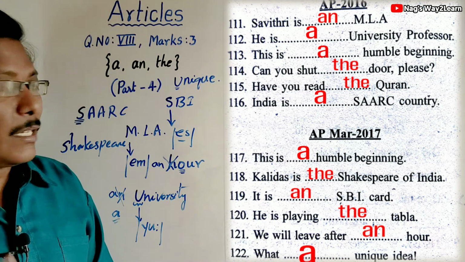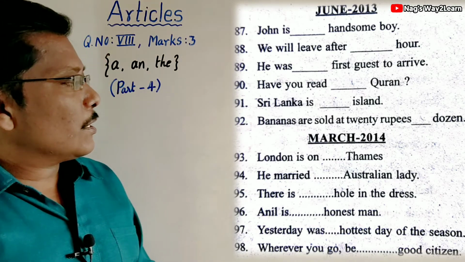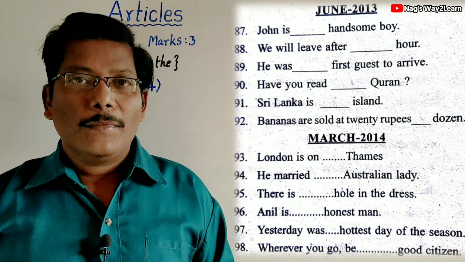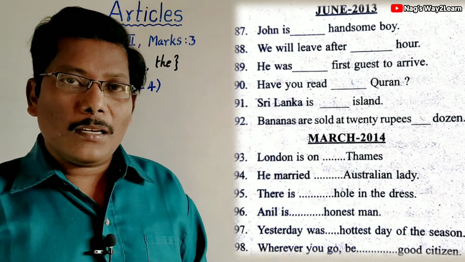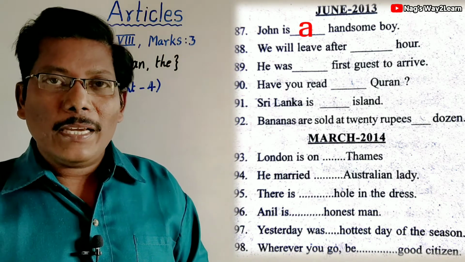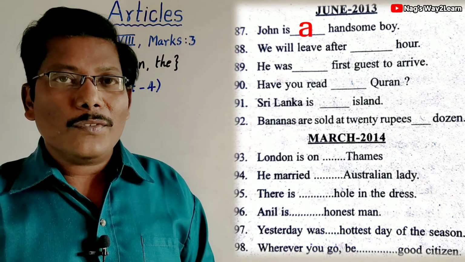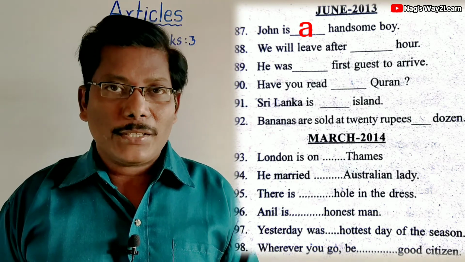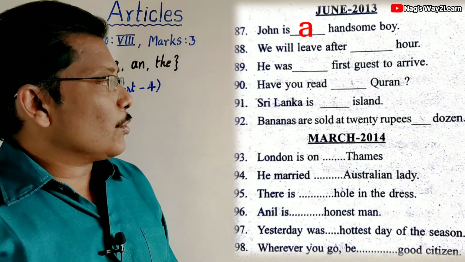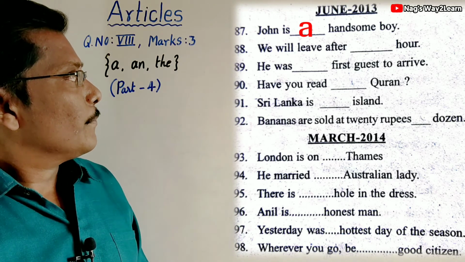Now let's do another exercise. Okay, look at the first one. John is dash handsome boy. Here obviously the article is a: a handsome boy, because in the word handsome H is not silent. This is a consonant, and moreover there are so many handsome boys, and among those John is one of them. Therefore John is a handsome boy.